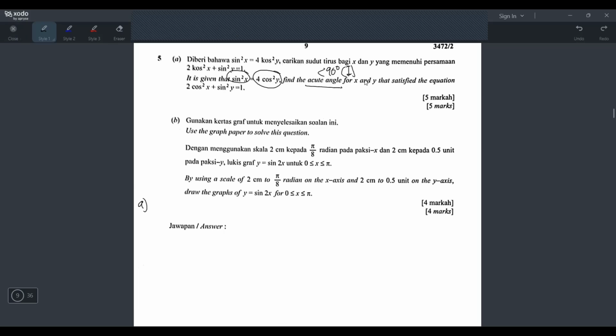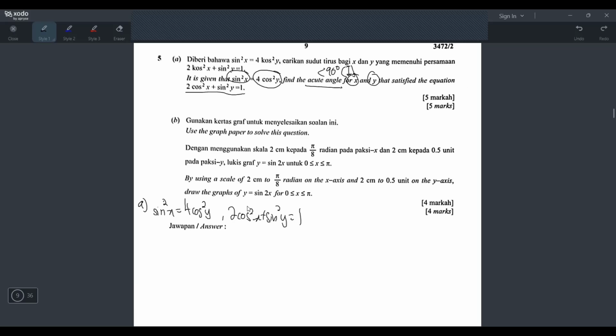Find the acute angle for x and y that satisfy the equation 2 cos square x plus sine square y equals 1. Okay, how do we find x and y? They already say x and y are both in the first quadrant, right? So how do we do it? They give us two equations, right? Let's write down the first equation: sine square x equals 4 cos square y. This is the first equation they give us. The other equation is 2 cos square x plus sine square y equals 1, right?